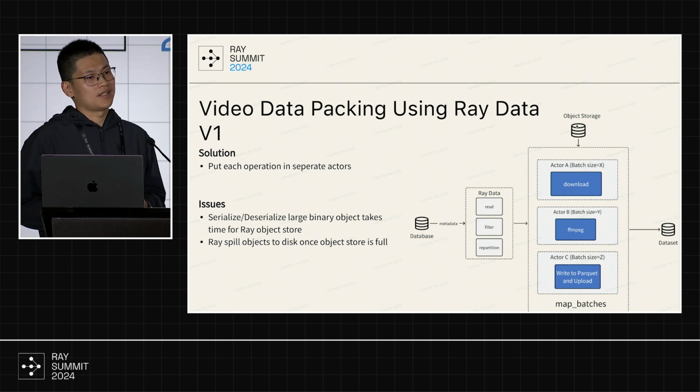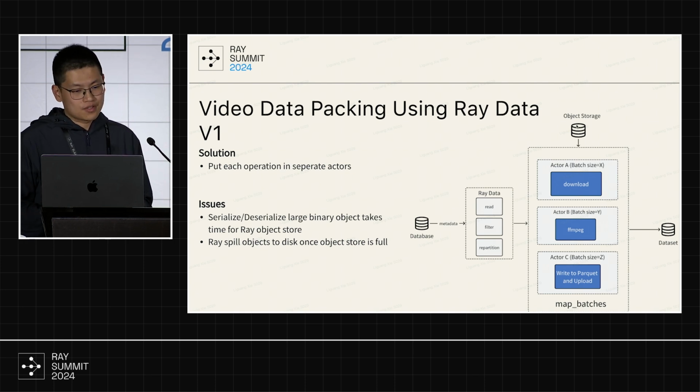So we download the data from the object storage, and then we process the videos using FFmpeg. For example, encode the video into different formats, or decode the videos to get the images from the video for future usage. Lastly, we upload the data to Parquet and then run the training.